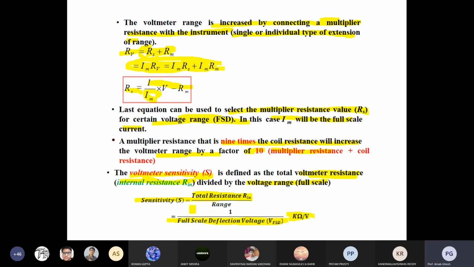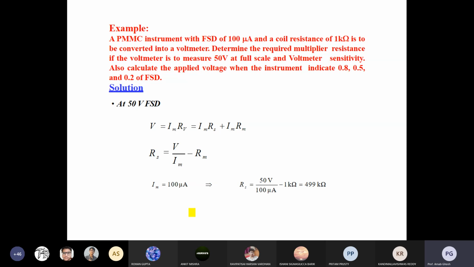Some examples are there. You can practice those examples from your home. With different FSD, again we are checking, like your ammeter. FSD for 100 microampere is already given. A PMMC instrument with total current 100 microampere and coil resistance 1 kilo ohm is to be converted to a voltmeter. Determine the required multiplier resistance if the voltmeter measures 50 volt at full scale, and calculate the voltmeter sensitivity. Also calculate the applied voltage when the instrument indicates 0.8, 0.5 and 0.2 of the FSD.